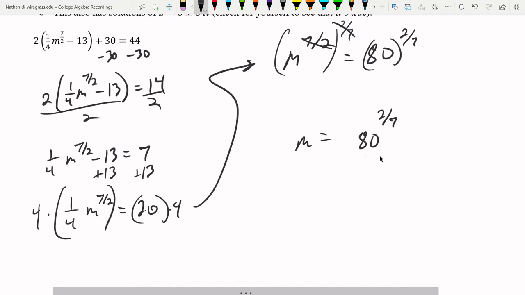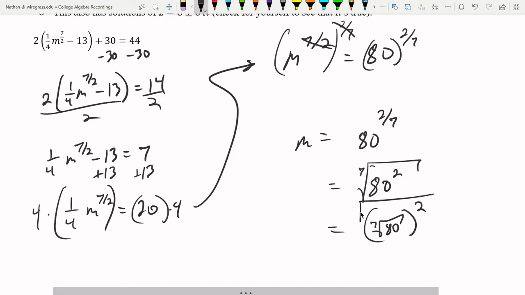Now, of course, this equals two different things. They're both the same, I should say: 80 squared to the 7th root, or the 7th root of 80 squared. And I recommend the second method because when you take the 7th root of 80, you get a smaller number, and squaring that is going to be easier to do.